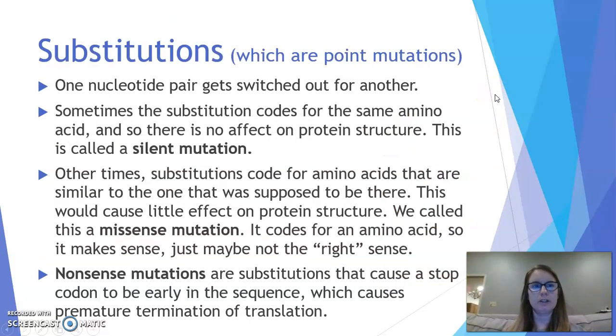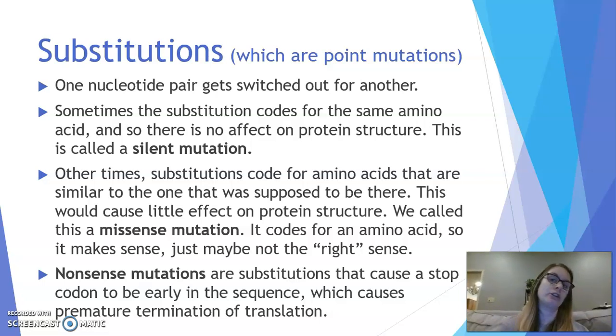Okay. So what are some examples of point mutations? One of them would be a substitution. What I just talked about, where the thymine gets replaced by an adenine, that's considered a substitution mutation. You're taking one nucleotide out and you're subbing another one in. That's a point mutation.